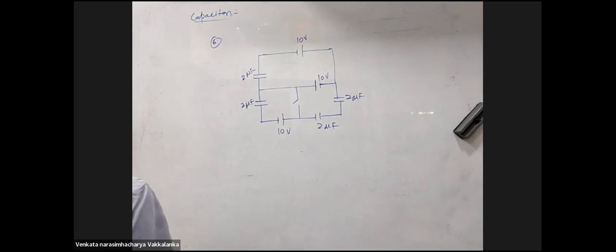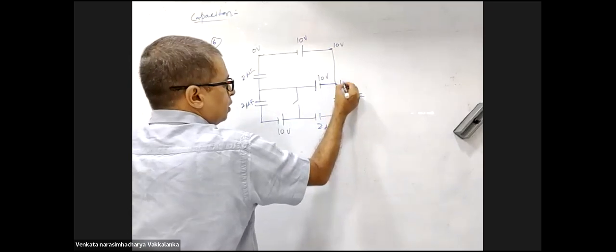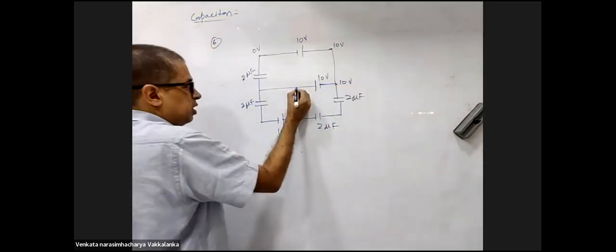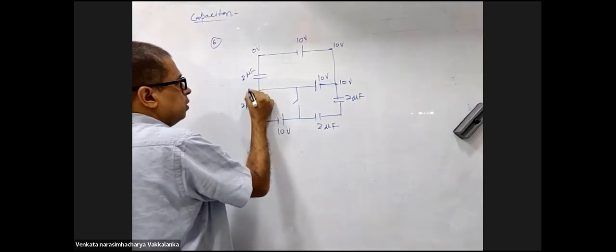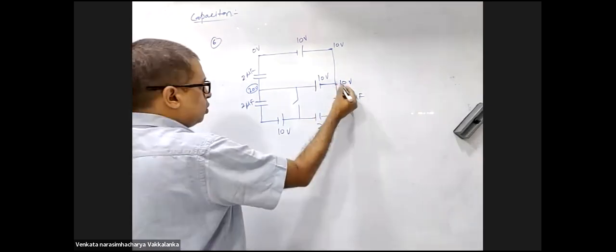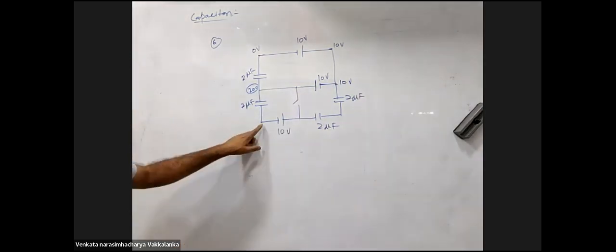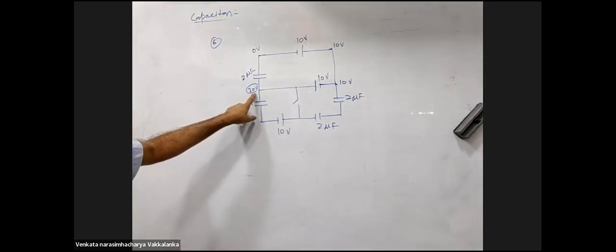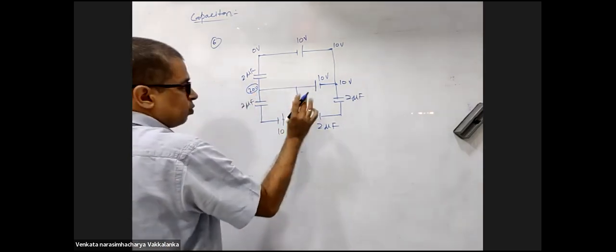When the switch is open for a long time, start from here. This is 0 volts. This will be 10 volts. This will be 10 volts. What will be the potential here? I don't care. The switch is open. The potential here will be 20 volts. Am I right? Yes. Yes or no? Say something. 20. Agreed. Switch was open.